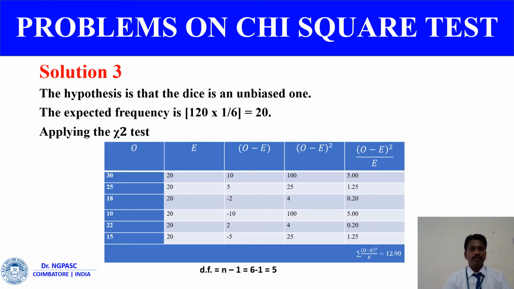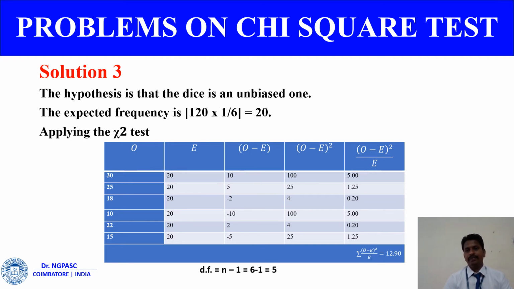Next is the solution of problem number 3. Let us take the hypothesis that the die is an unbiased one. The expected frequency is 120 into 1 by 6. 120 means a die is rolled 120 times. 1 by 6 means the probability of a number on the die.